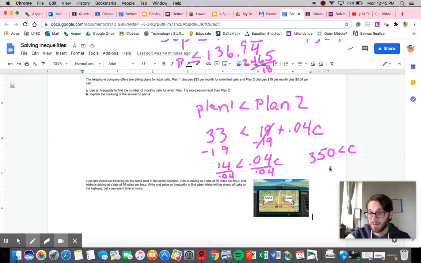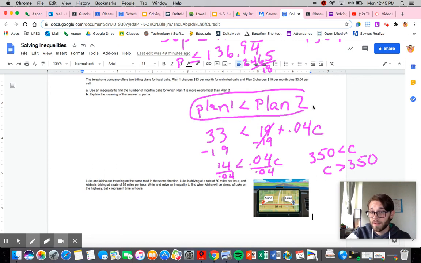So you could just essentially rewrite that as: if the number of calls is greater than 350, then this is true. If my number of calls is greater than 350, then it is cheaper for Plan 1 compared to Plan 2, right? Because if it's greater than 350, Plan 1 is less than Plan 2. If your number of phone calls is less than 350, Plan 2 is going to be cheaper than Plan 1.